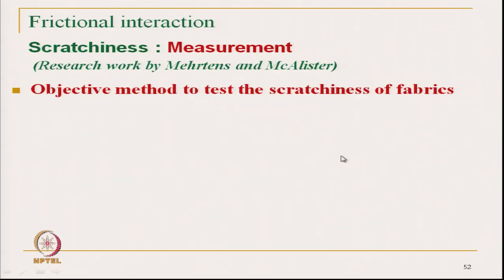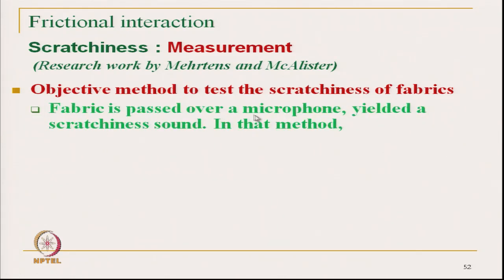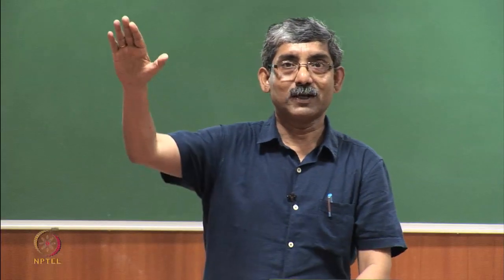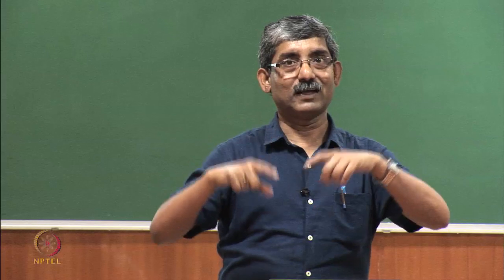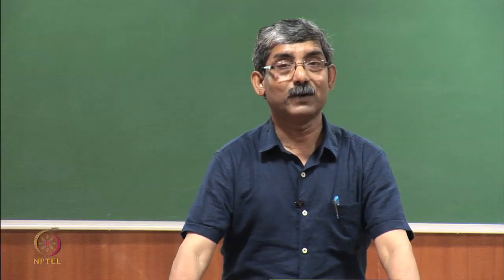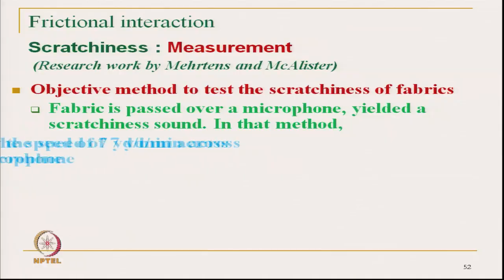So, how to measure the scratchiness sensation objectively? In the objective measurement of scratchiness, the fabric is passed over a microphone, which yields a scratchiness sound. The fabric is held in one system and a microphone is placed below the attachment. When the fabric is moved, if there is a scratchiness sensation it will give some sound, and depending on the level of sound one can get an idea about the scratchiness sensation.